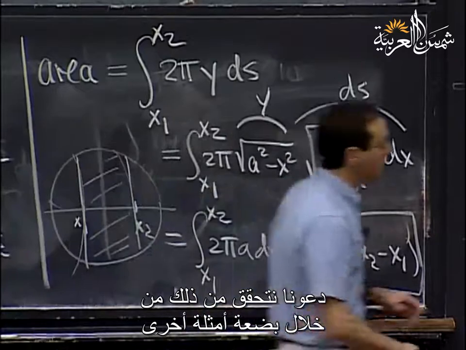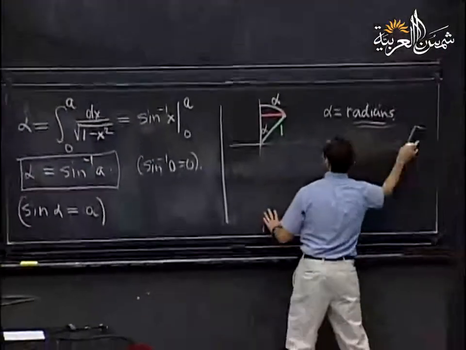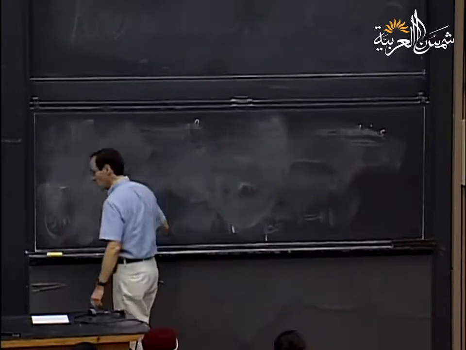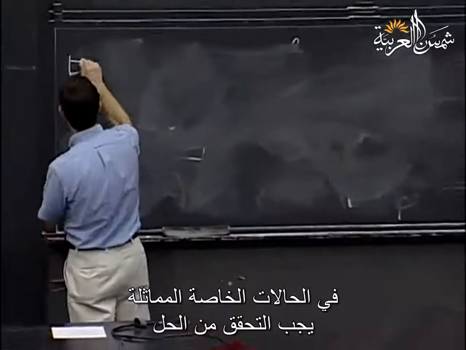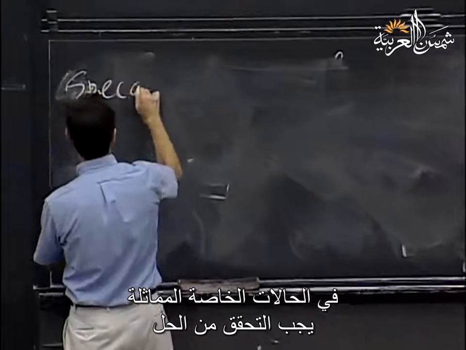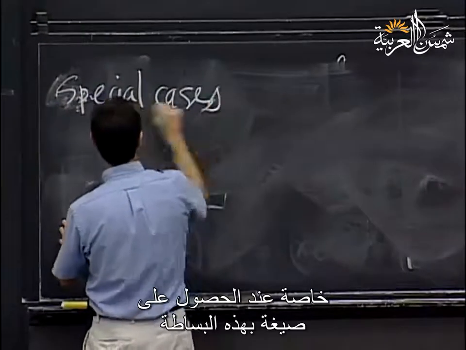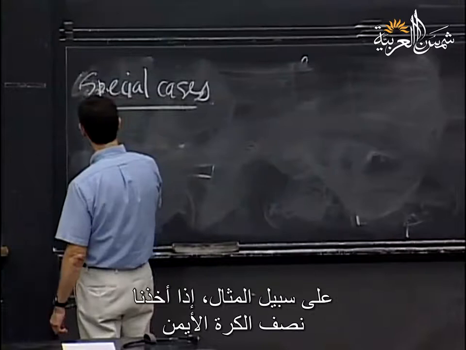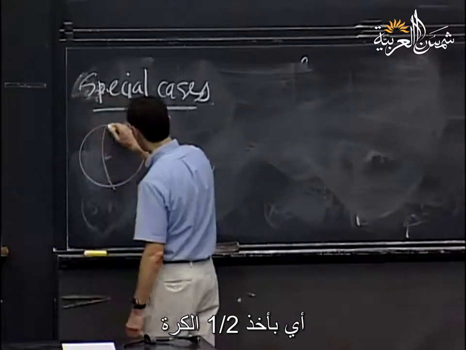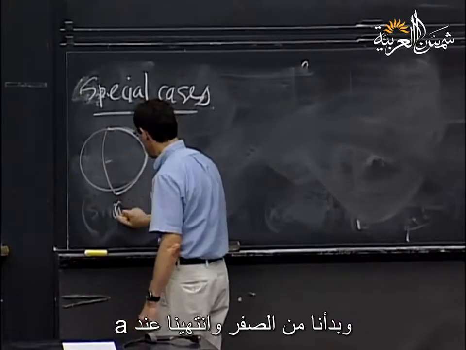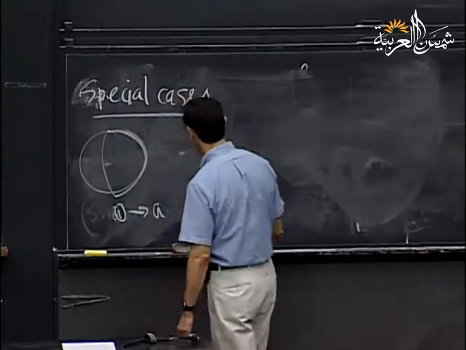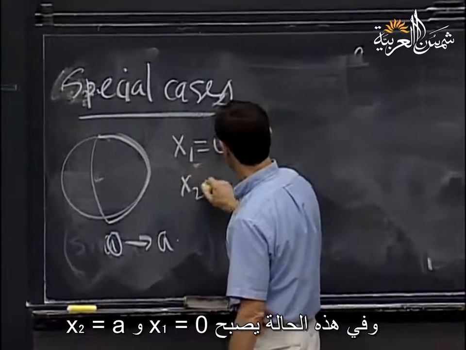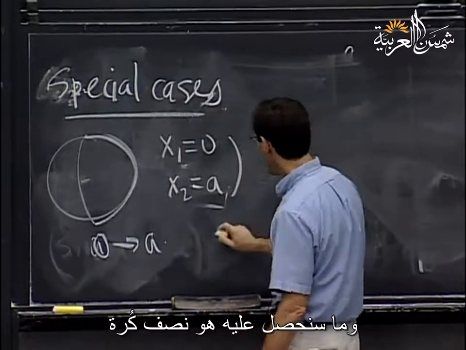All right, let's check this in a couple of examples and then see what it's saying geometrically a little bit. One of the special cases that you should always check when you have a nice formula like this, really with anything, in order to make sure that you've got the right answer: if you take, for example, the hemisphere, so you take 1/2 of the sphere, so that would be starting at 0 and ending at a. All right? So that's the integral from 0 to a. So this is the case x1 is equal to 0, x2 is equal to a. And what you're going to get is a hemisphere.